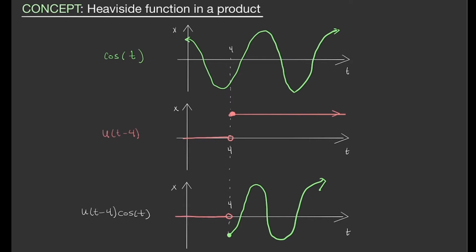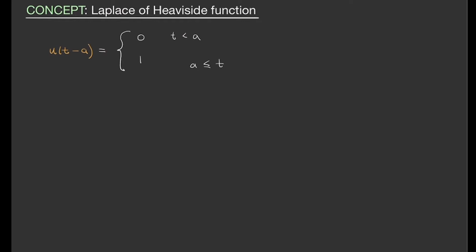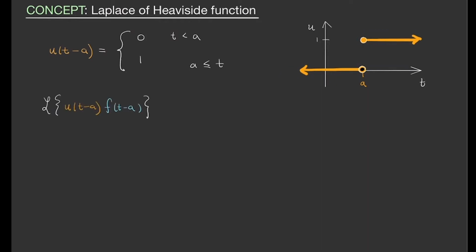Now keep this in mind as we try to compute the Laplace transform of something like a Heaviside times a function. Here we've written the Heaviside function at a. It's 0 until you get up to a, and then starting at a, you jump up to 1 and you're 1 thereafter. Graphically, that looks like this. We're 0 until we hit a, and then from a we jump up to 1, and then we stay at 1 thereafter.